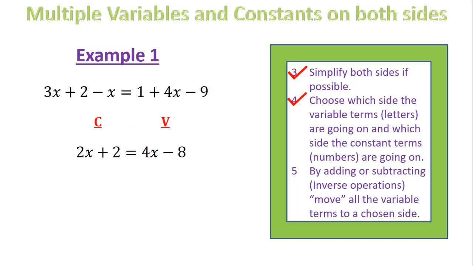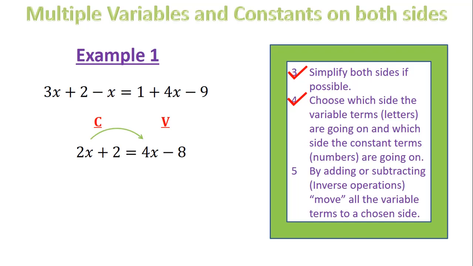If you're not sure how I'm choosing which side the variables and the constant terms are on, please watch my lesson 4, which has variables and constants on both sides. It explains it there. Alright, so let's have a look at step 5. By adding or subtracting, move all the variable terms to the chosen side. And we have chosen the right hand side for our variables. So we need to get this 2x to that side.